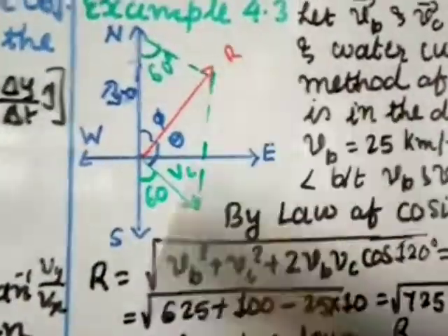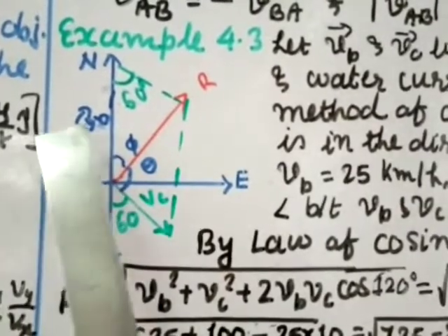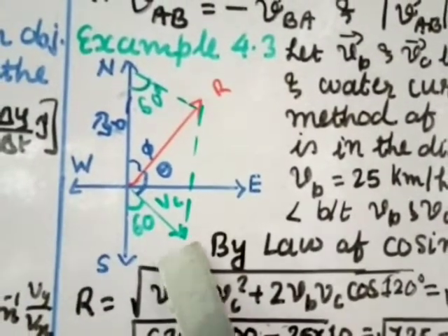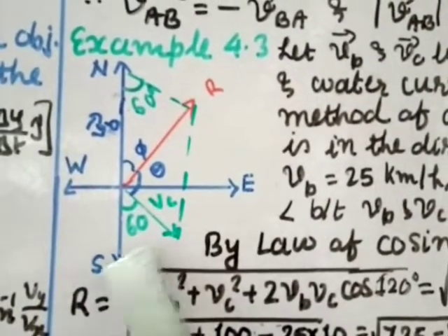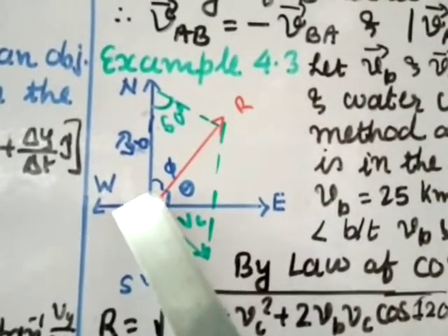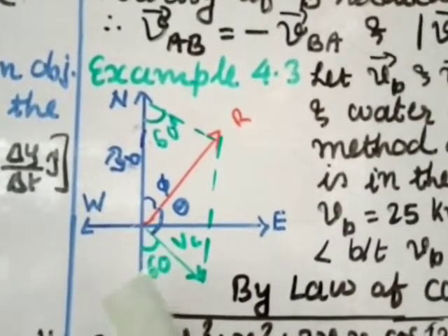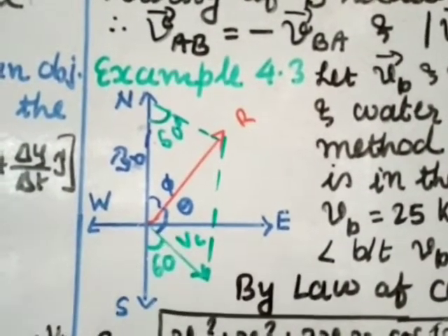According to the given question, this is the velocity of the boat, that is VB, and this is the velocity of the water current, that is VC, and this angle is 60 degree. If this angle is 60, then the angle between VB and VC will be 180 minus 60, that will give you 120.